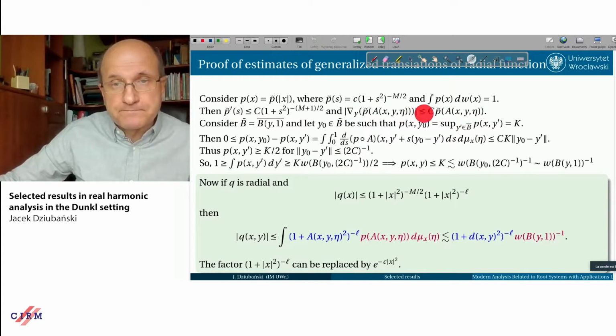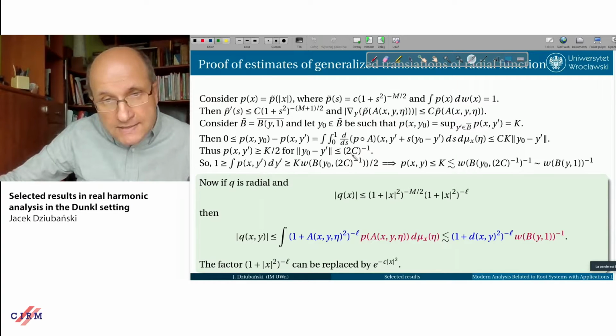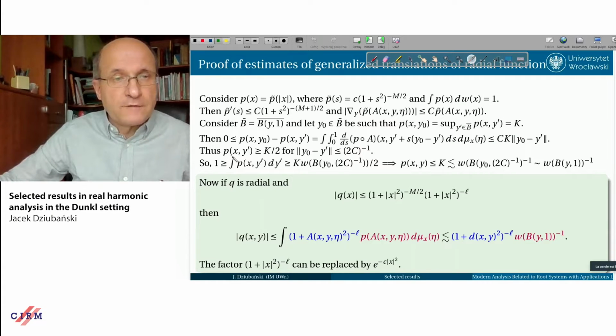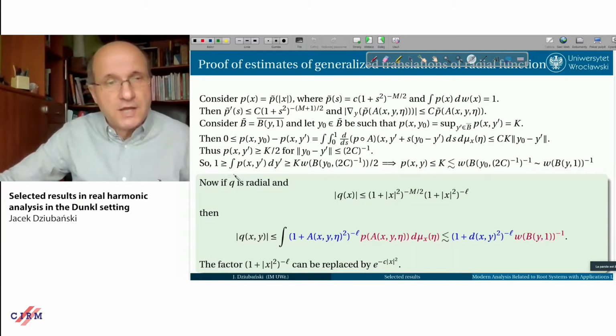Now we use this estimate for the gradient, and from this estimate we can easily deduce that the difference is controlled by a, which was the maximum, times the distance from y0 to y prime. So now we are on a small ball centered at y0 and radius equal exactly to the inverse of that number. We know that the function p of x y prime is bigger than K over 2. Now, we know that the integral is preserved by the Dunkl translation, by the generalized translation. So we know that the integral of the kernel p with respect to y prime is controlled by 1.